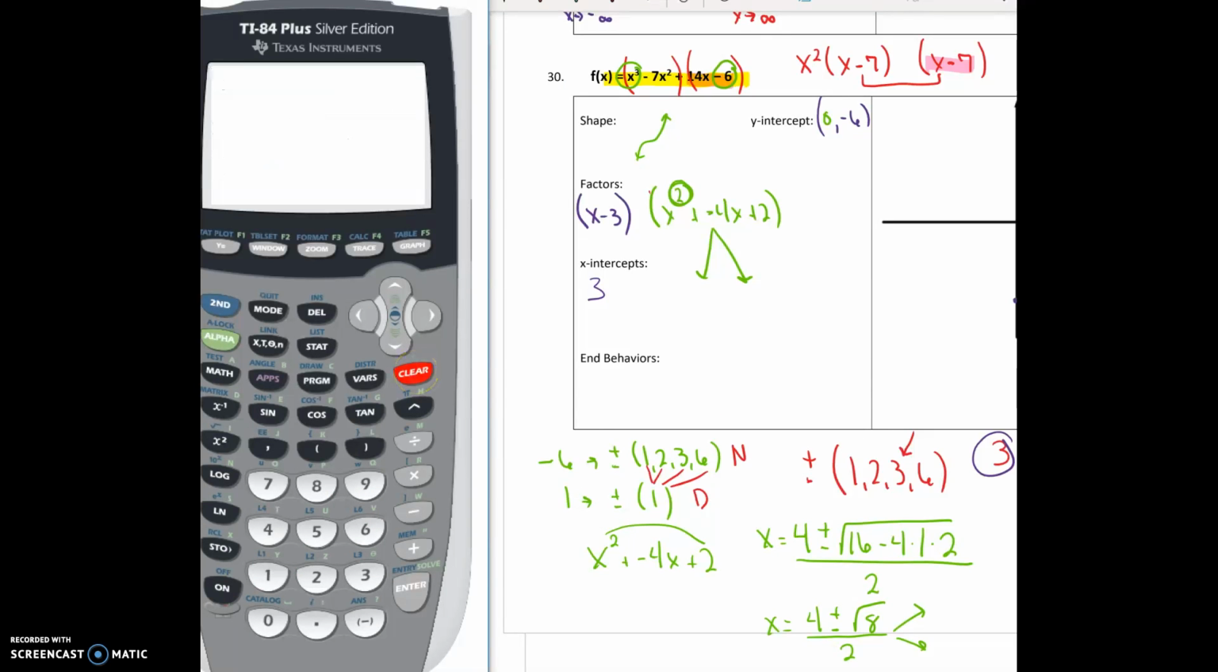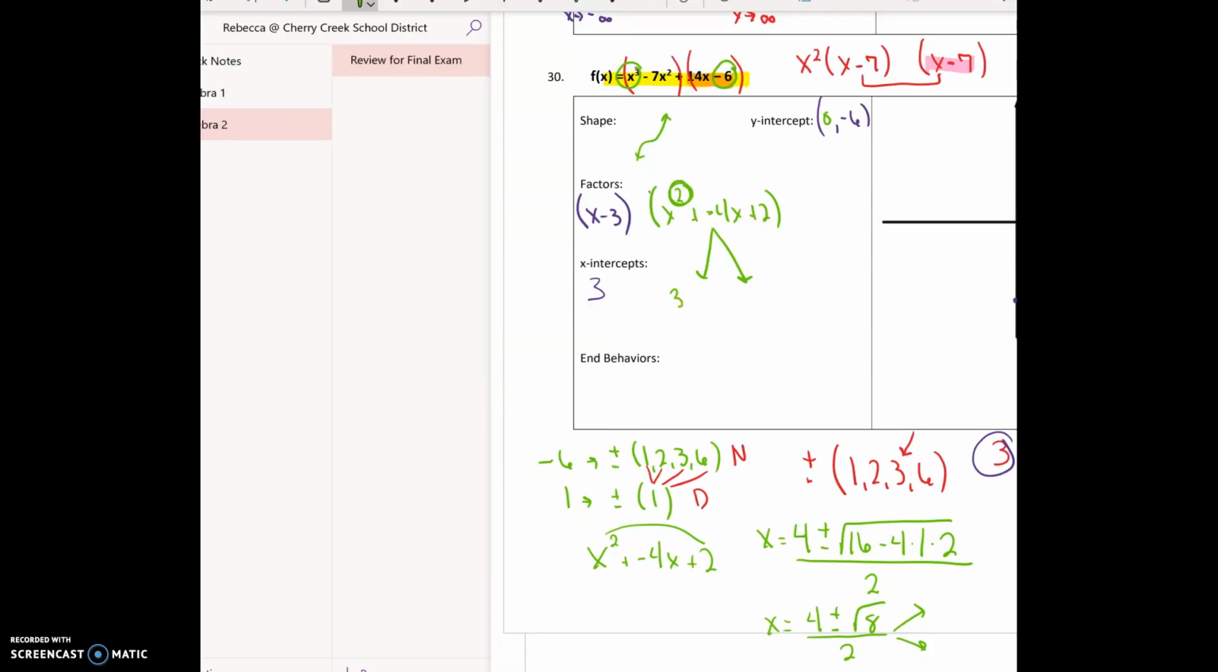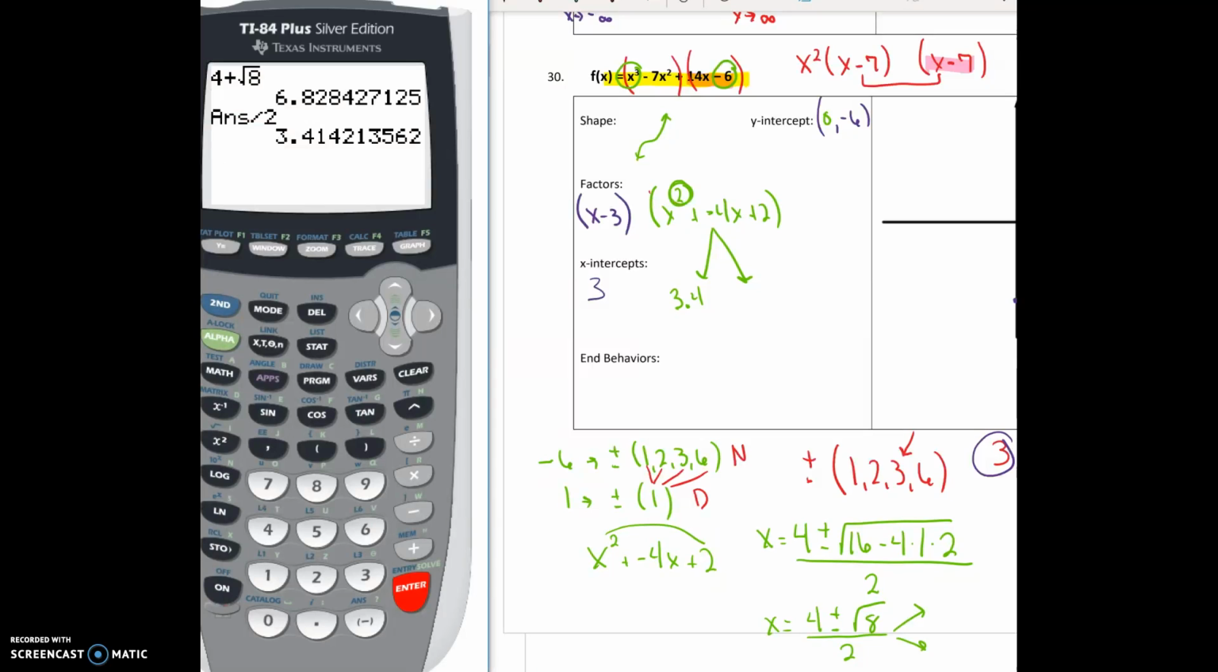So I've got my calculator and I'm going to do 4 plus the square root of 8. I'm going to hit enter first and then I'm going to divide that by 2. And I get one x-intercept, although it's not nice, as about 3.4. I just rounded to the nearest tenths. And now I'm going to do this again, except I'm going to do 4 minus the square root of 8. Hit enter, and then divide by 2. So my other answer is about 0.6. So I am going to round these to the nearest tenths.